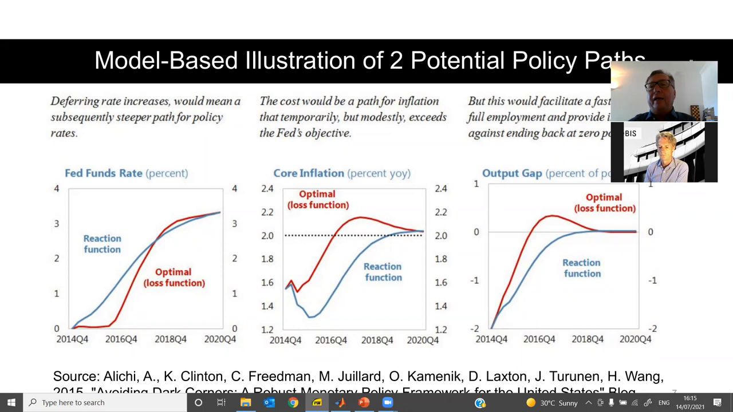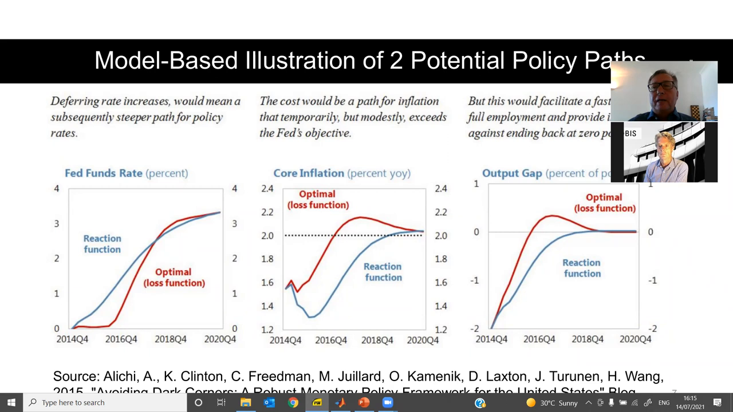And that is, we want to get the economy away from a big output gap where there's significant underutilization of resources and unemployment and so on. And we want to get the economy away from that spot as quickly as possible.